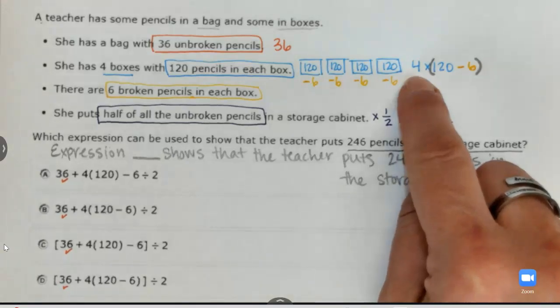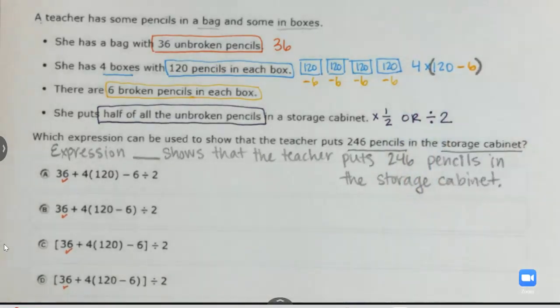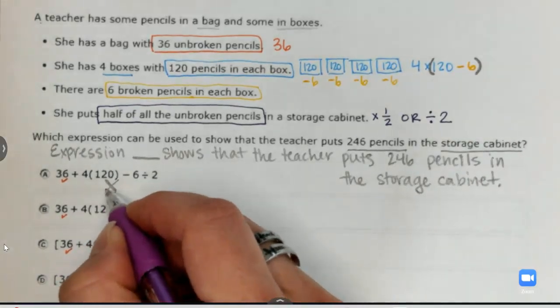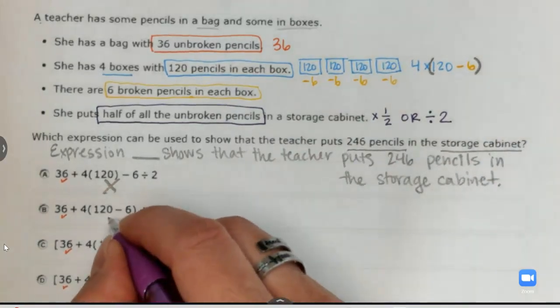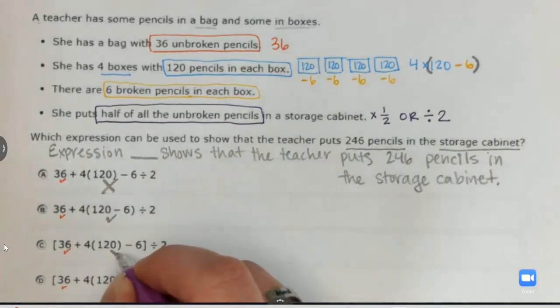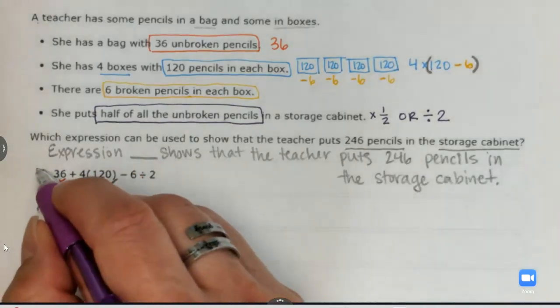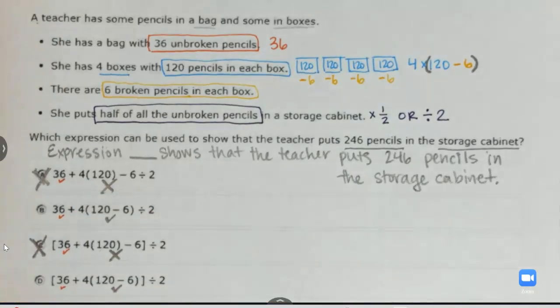So let's look at our expressions and let's see which ones apply. I need the 120 take away 6 to be grouped together. It's not grouped together here, so that isn't going to be an accurate expression. It is grouped together here, so that's a step in the right direction. The 120 take away 6 is not grouped together here. It is grouped together here, okay? So I know that I've eliminated answer option A, and I've eliminated answer option C.